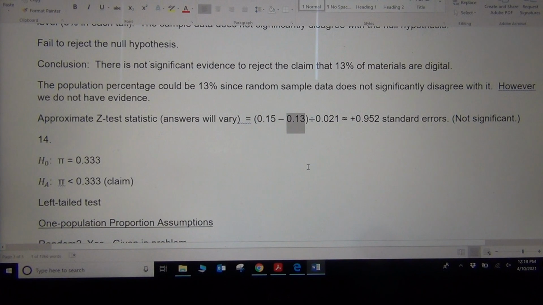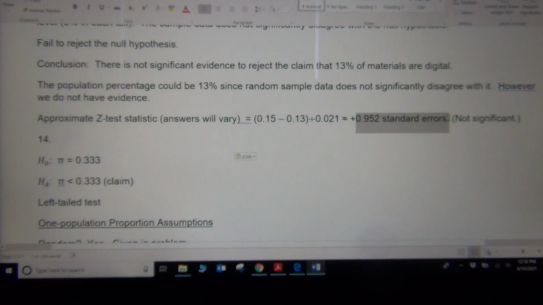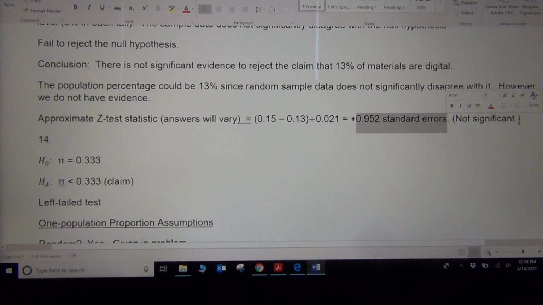And if you remember from our study of z-scores, that's not a lot for a z-score. Usually we like them to be at least 2 or around 2: 1.96, 1.645, or 2.576 were our critical values for z-scores. So this is not much. This is not a significant z-score. So that kind of matches with our sample data not falling in the tail and our p-value being high.